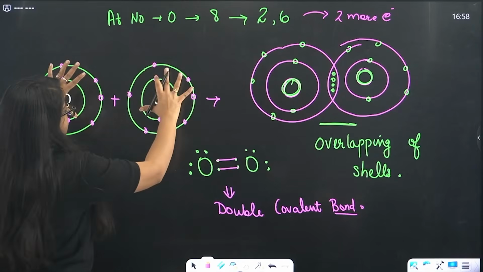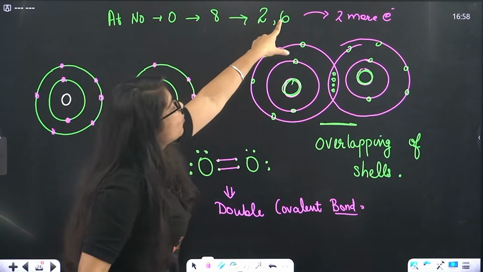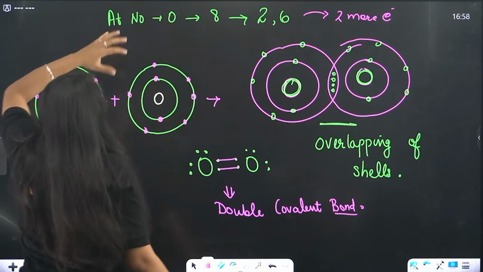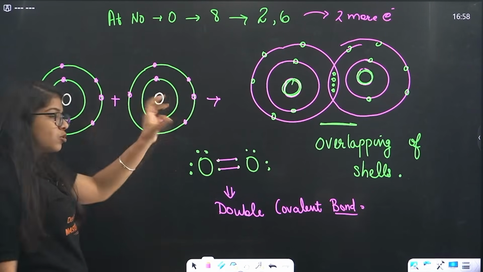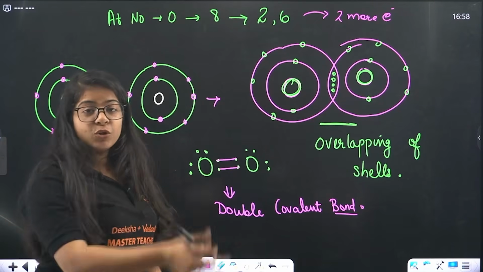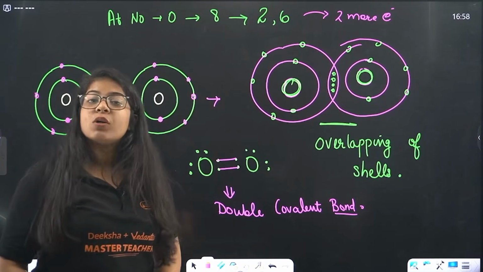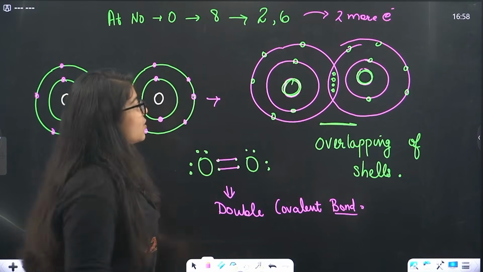2 oxygen atoms want 2 electrons to complete the octet, because right now each has only 6, right? They want to take 2 more electrons. So it goes to another oxygen. Hey bro, let's share 2 electrons. I will give you 2 of mine, you give me 2 of yours. Total we have 4, and 4 plus 4 is what? It's 8. Right? So that's what it does.